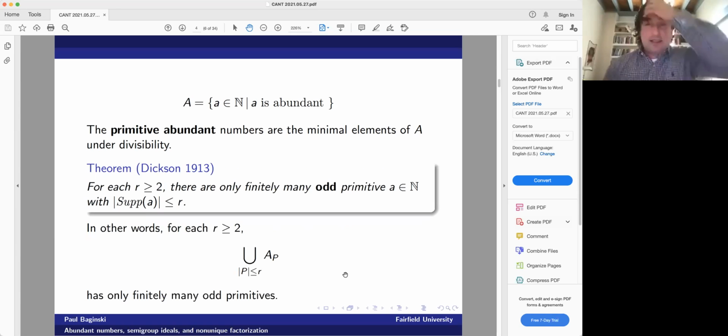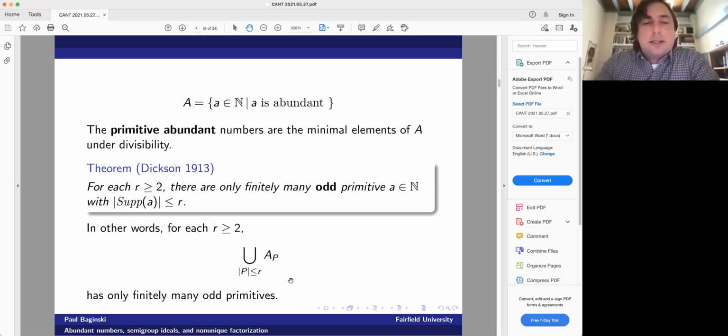This is a really strong statement. It's a little hard to wrap your head around the first time because it's a double finiteness condition. It's saying if I choose a set of size r of primes, and I look at the abundant numbers made out of those primes, there's only finitely many primitives in that set. But on top of that, if I range over all such r-size subsets of the primes, this whole union has only finitely many odd primitives. So I'm not restricting to a particular set of primes. I'm running over all r-size subsets of the primes, and I only get finitely many odd primitives in this entire huge set.